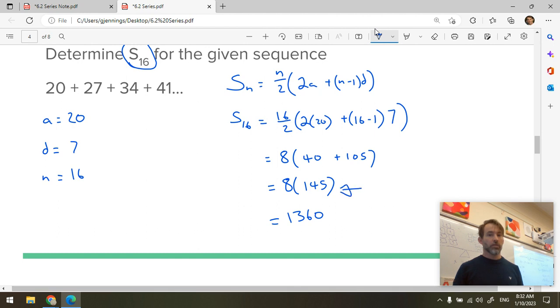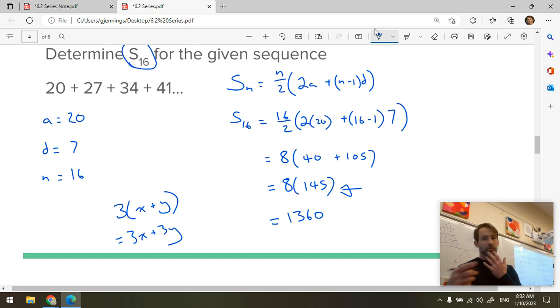Why don't you have to use the property there? Where? I just added what was in the brackets together already. It doesn't matter. When I have something like 3 times x plus y, because I don't know what x and y are yet, I need to write that as 3x plus 3y. But here, because I know what 40 plus 105 is, I can just do that. If I did it the other way, if I did 8 times 40, that would be 320. And then 8 times 105, it would be 840. And then I add those two together, and that gives me the same thing.